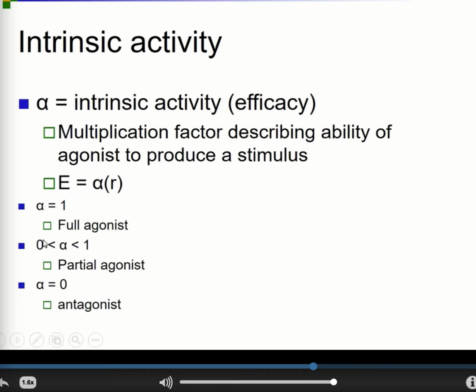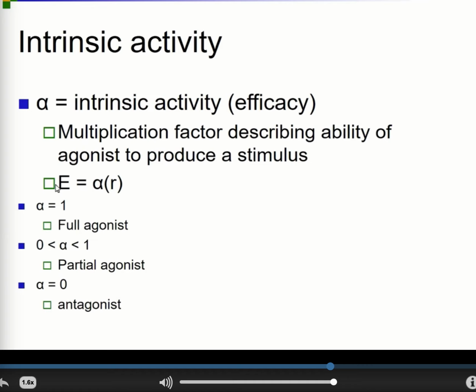If alpha is between 0 and 1, we call that a partial agonist because occupancy does cause effect, but it's not 100% efficient in converting occupancy into effect. If alpha is 0, it is an antagonist because at that point it is binding. It is causing occupancy, but no matter what the occupancy is, R, we're going to multiply it by 0, and so effect is 0. And that is what an antagonist is.